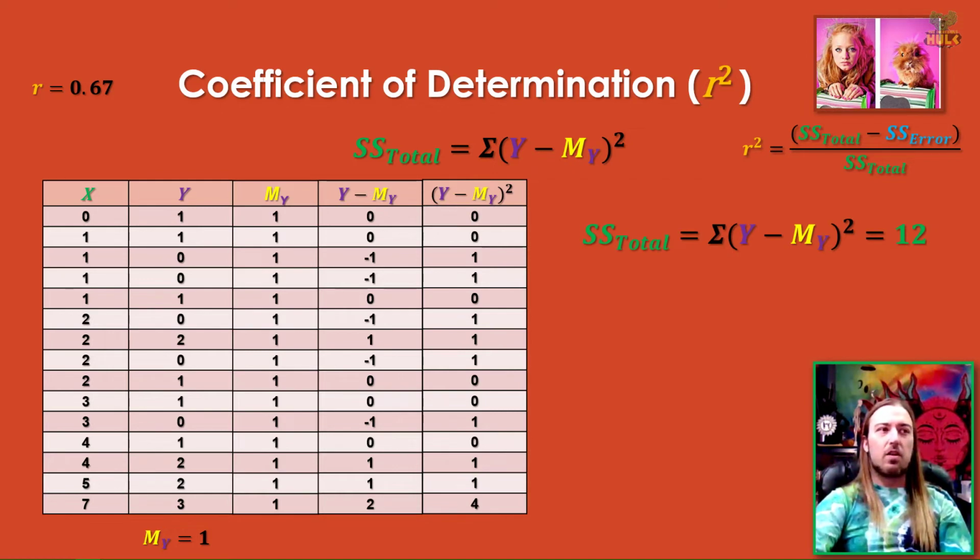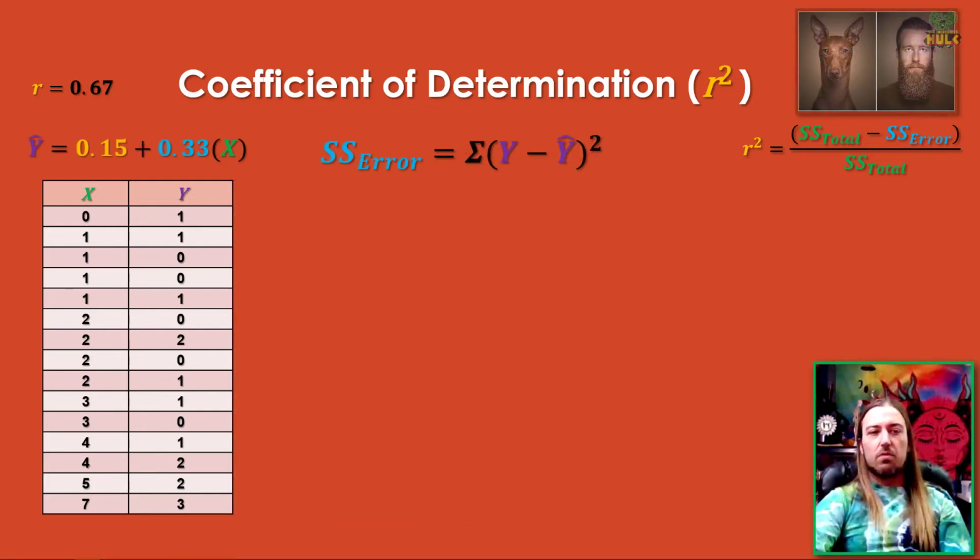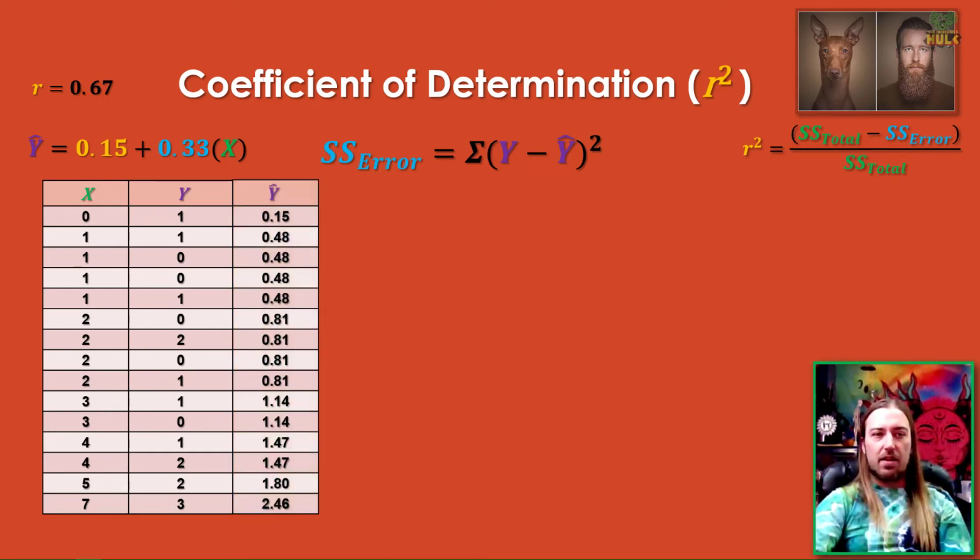Now we need to figure out our sum of squares error, right? We do that by using the regression equation to predict the y hat value using the x data. Okay, so I plug x into that equation. Y hat equals 0.15 plus 0.33x, right? And so an x of 0 goes in there. It's 0.33 times 0 is 0, plus 0.15 gives us a predicted value of 0.15. Okay, so that's where that first one comes from.